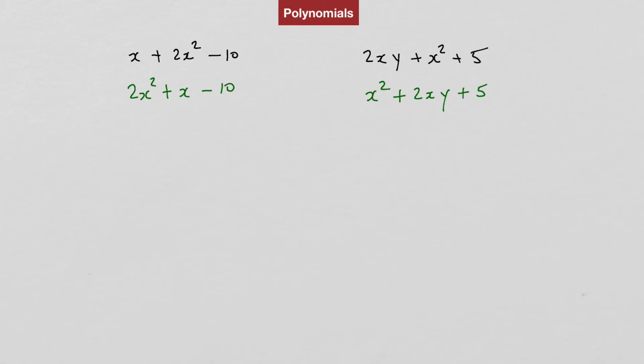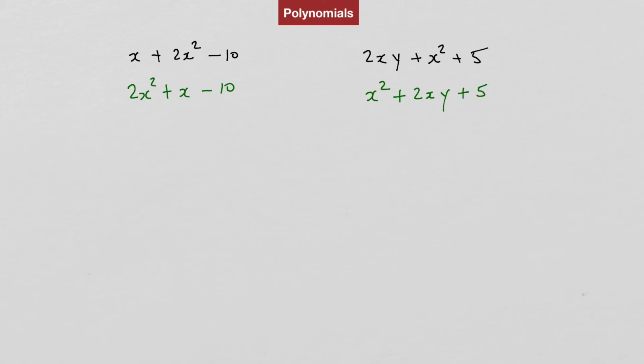Okay, so you will note that we again start with the monomial with the highest degree. In this case it's x squared. Then we write the monomial with all of the variables. And then lastly we write the monomial that is just a constant.